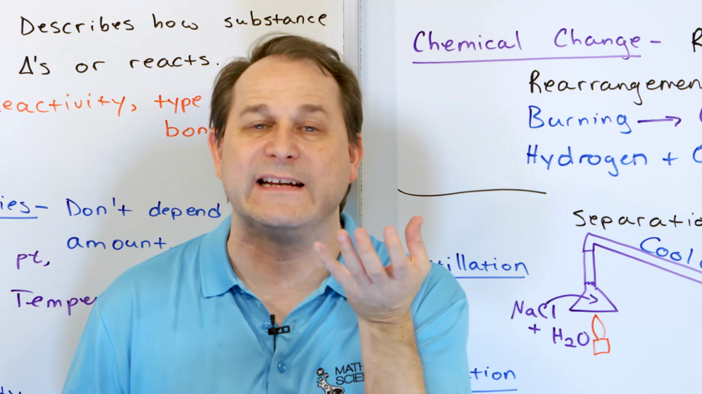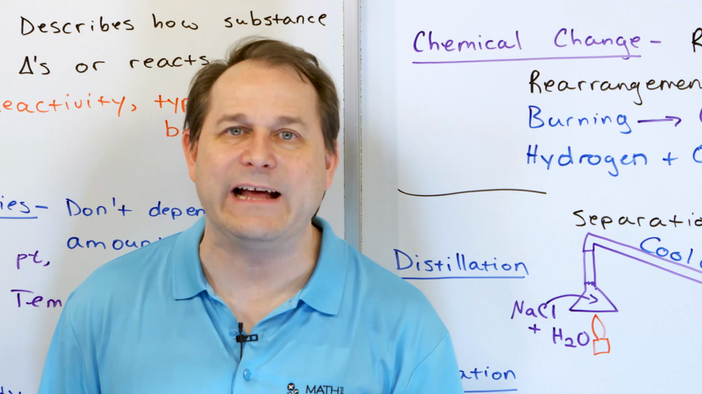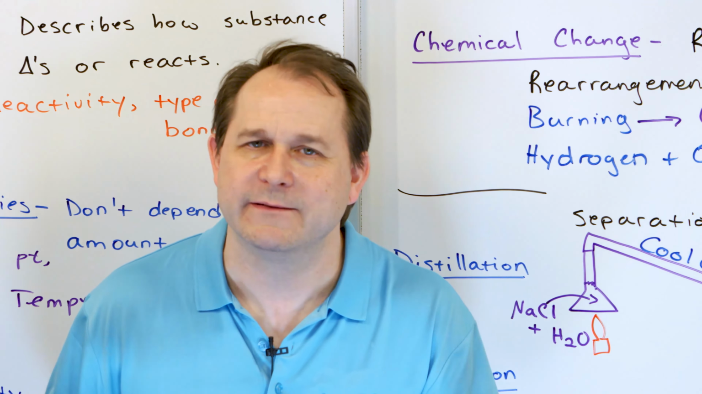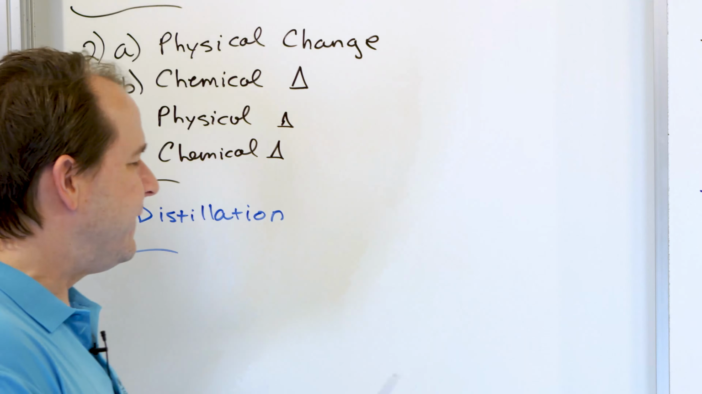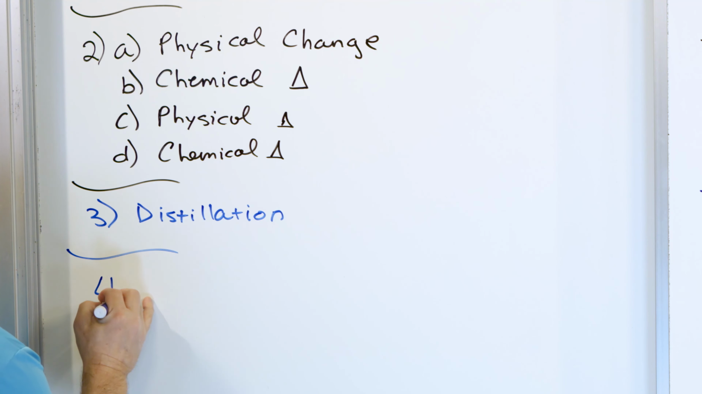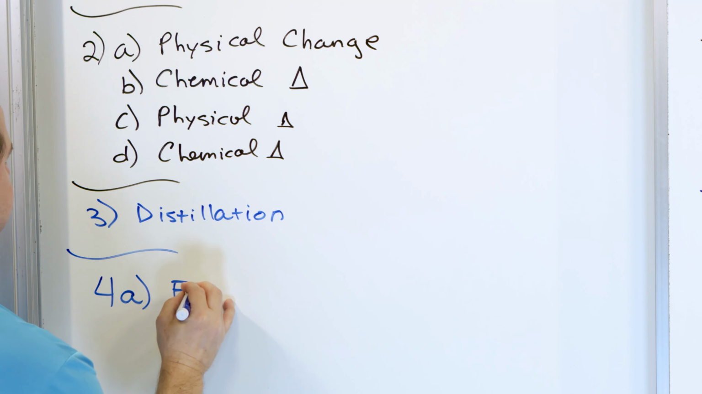The colander is acting like a filter to mechanically catch the particles of pasta, effectively, and filter it, and the water goes out the bottom there. So that is filtration. So we'll call it 4A, we'll call that filtration.